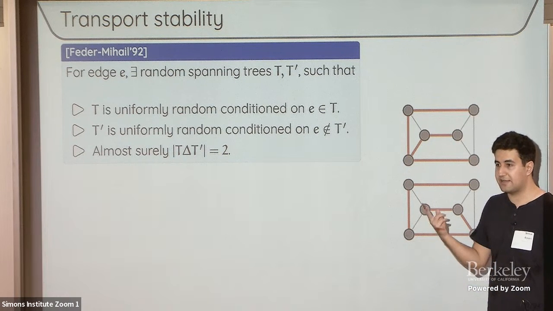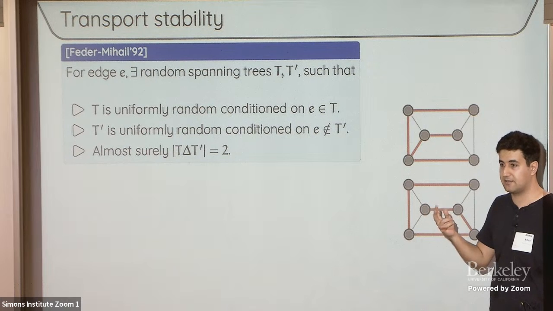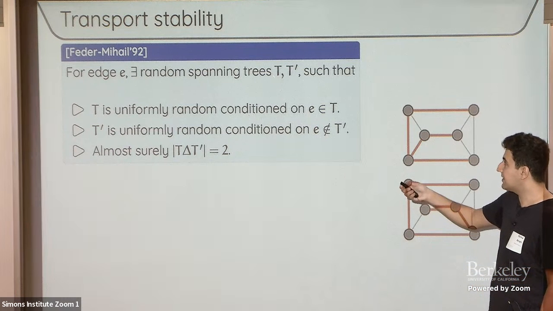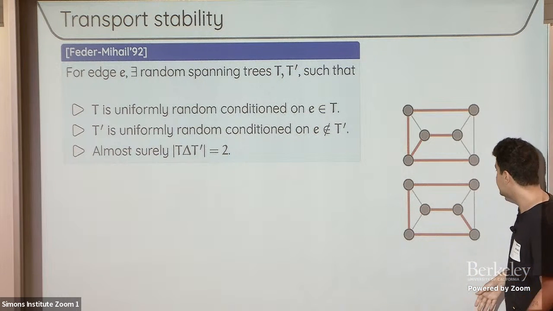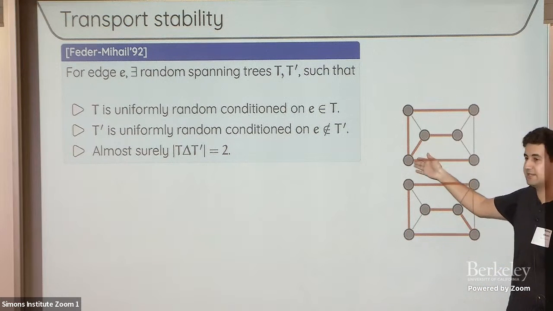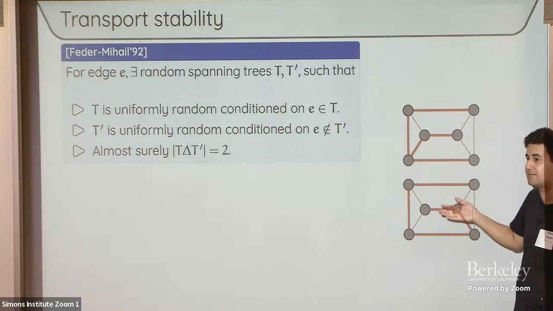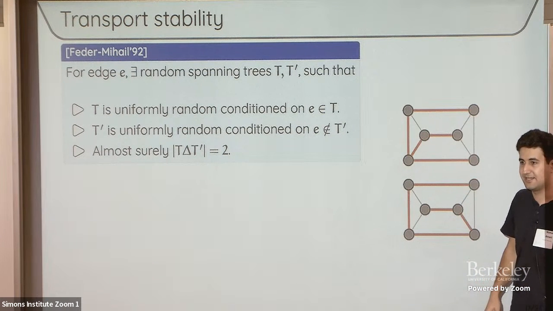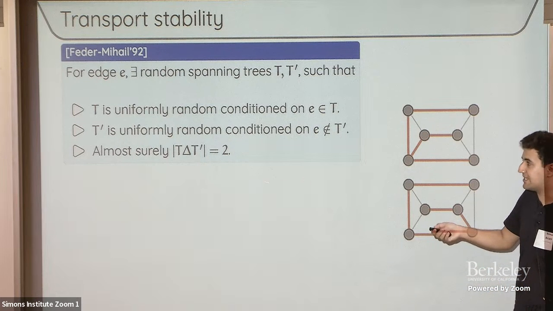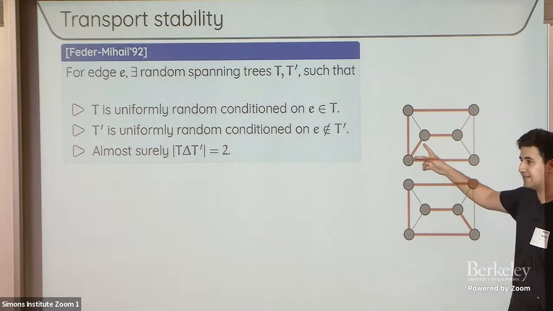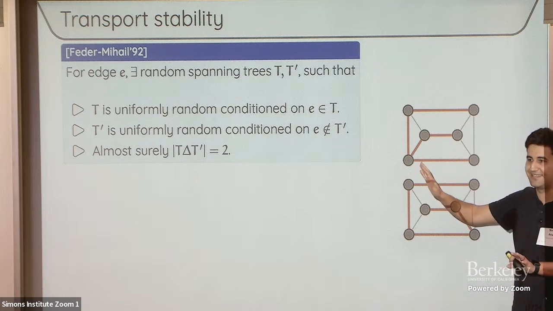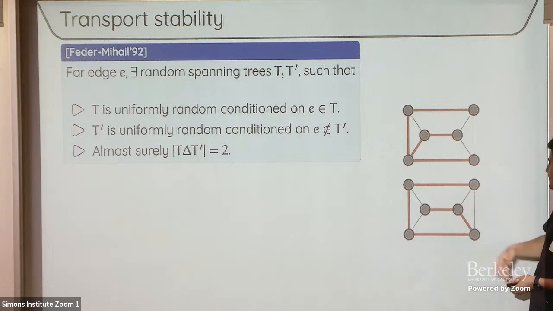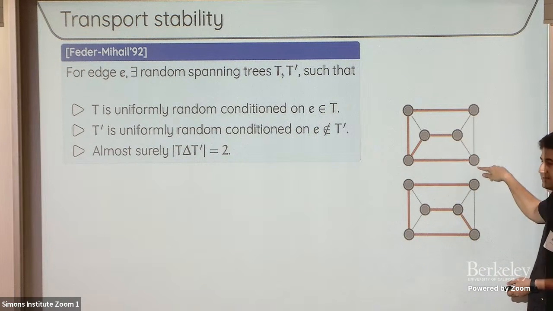There exist two random spanning trees, T and T prime. These are not independent random spanning trees. They are fully dependent, such that when you look at them individually, the first one is uniformly random conditioned on containing this edge. The second one is uniformly random conditioned on not containing this edge. So they always differ at least on this edge, and they are as close as possible in some sense. They have to differ on this edge. They must also differ somewhere else, but that's all. So they always differ on exactly two edges, as in this picture. These two spanning trees differ on exactly this edge and this edge.